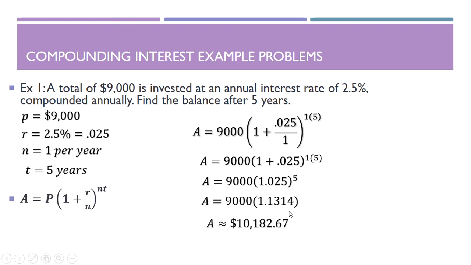So this is what you ended up with. You started with 9,000 and now you have $10,182.62.